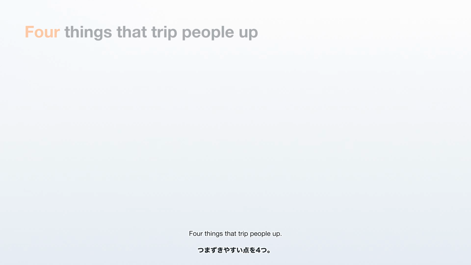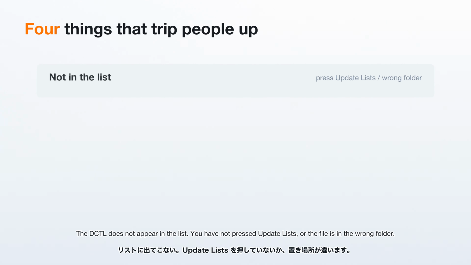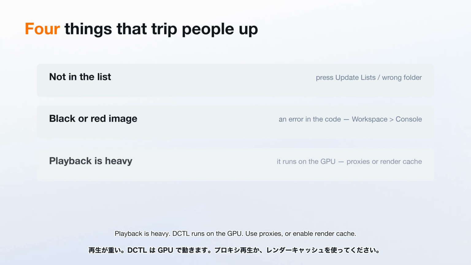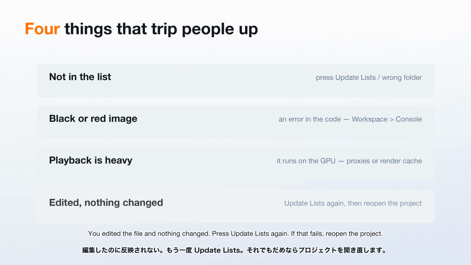4 things that trip people up. The DCTL does not appear in the list. You have not pressed Update Lists, or the file is in the wrong folder. The image goes black or red. There is an error in the code. Open Workspace, Console, it gives you the line number. Playback is heavy. DCTL runs on the GPU. Use proxies, or enable render cache. You edited the file and nothing changed. Press Update Lists again. If that fails, reopen the project.